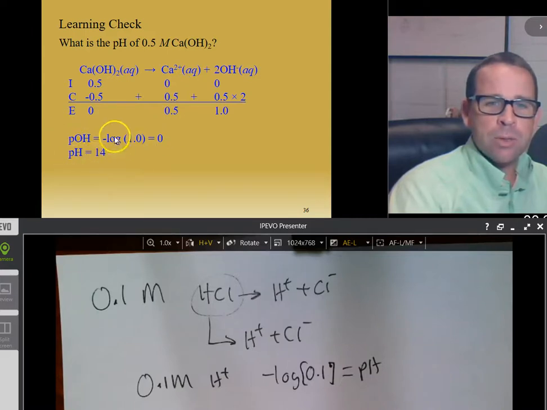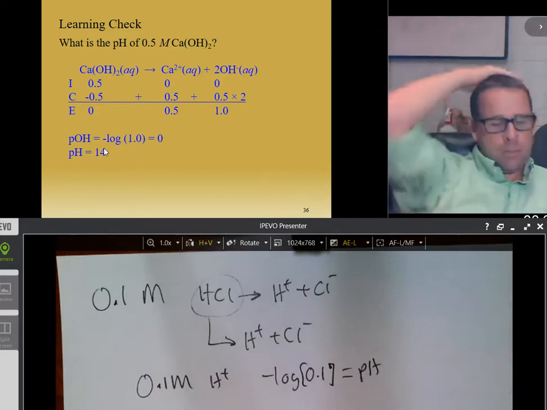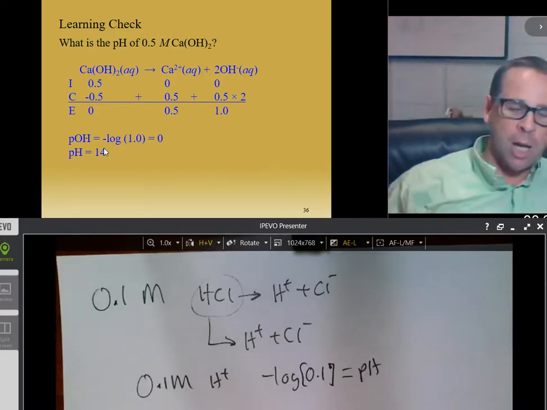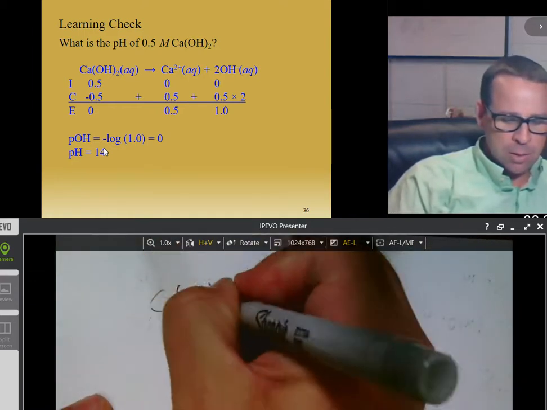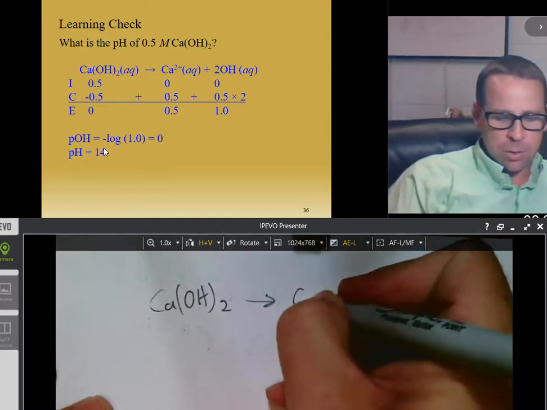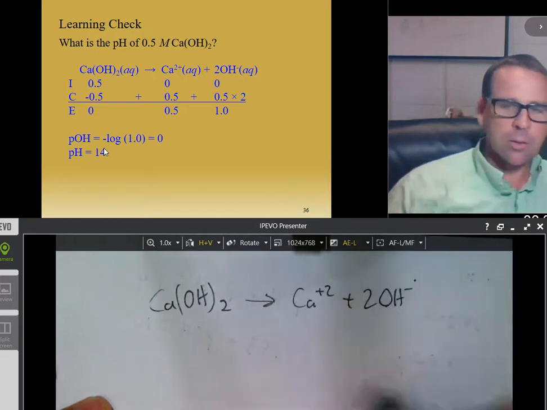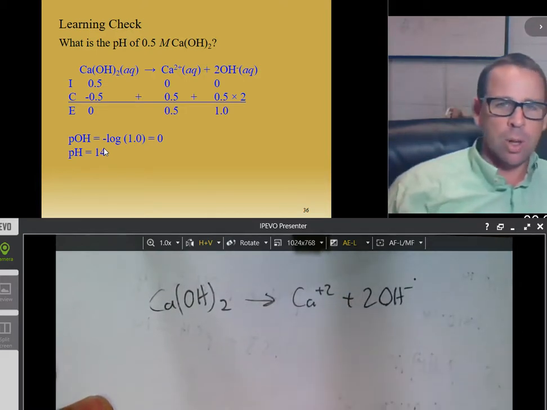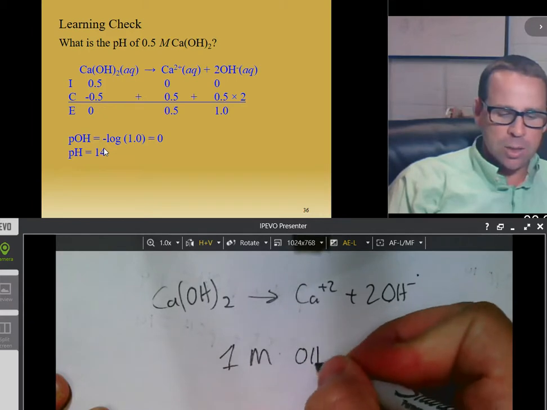All right, so the pH of the solution is going to be 14. Now some people might have gotten a different pH. Some people might have forgotten that when you take calcium hydroxide and you dissociate it, you get 2 moles of the hydroxide ion, right? So although it's 0.5 molar calcium hydroxide, it's going to end up being 1 molar hydroxide ion.